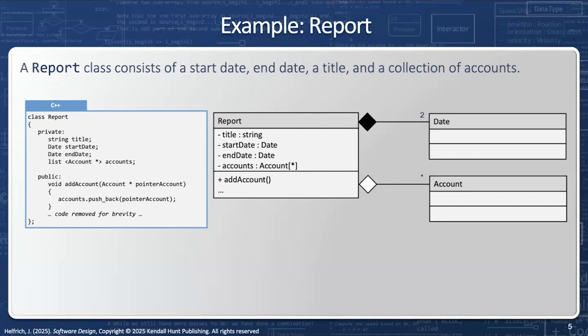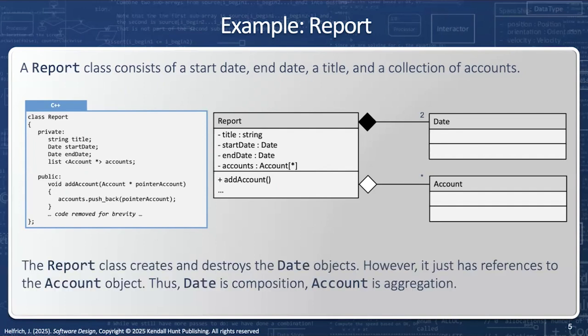Can you imagine if your personal finance software destroyed all of your accounts just because you finished looking at a report? Clearly, it wouldn't be the case. Now, the report class creates and destroys the date objects. However, it just has a reference to the account objects. Thus, date is composition and account is aggregation.